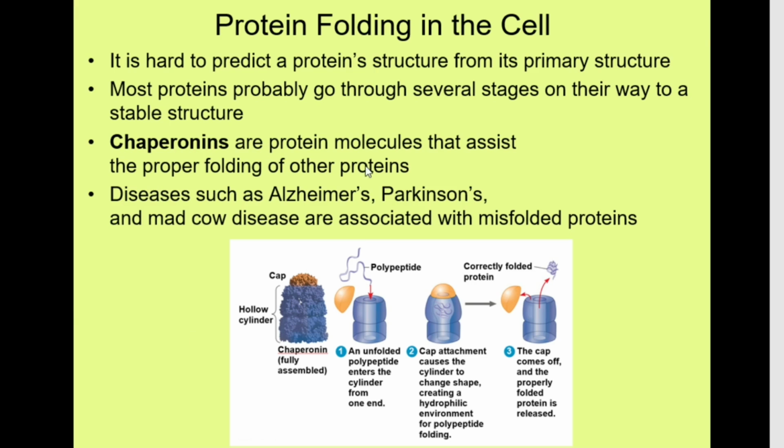And what we do know is that certain really important diseases are caused as a result of improperly folded proteins. I talked about the impact that having incorrect amino acids will cause. We talked about sickle cell anemia, but we can also get things like Alzheimer's and Parkinson's disease, and also mad cow disease.